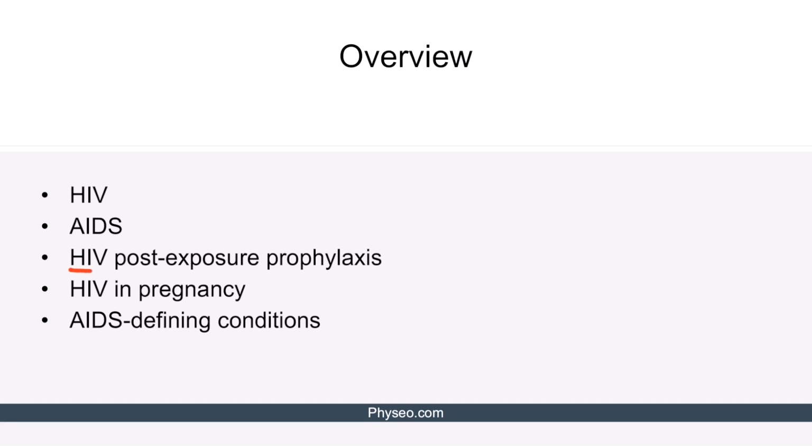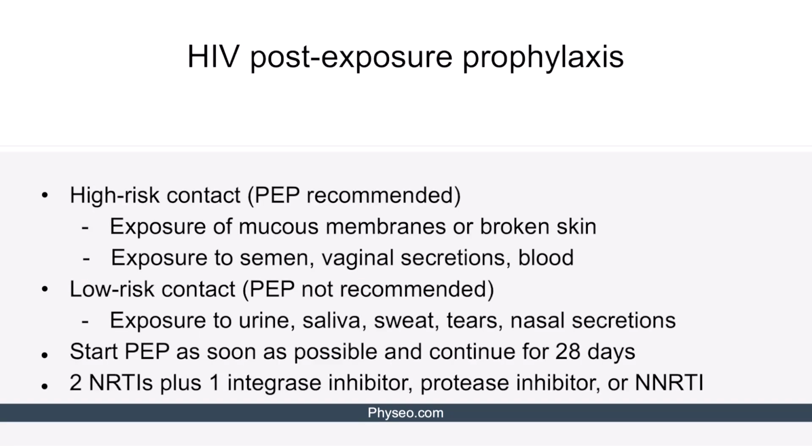So let's next discuss HIV post-exposure prophylaxis now. In order to decide whether the exposed person needs prophylaxis or not, we need to figure out whether there was a high-risk contact or a low-risk contact. Now, high-risk contact requires PEP, while a low-risk does not.